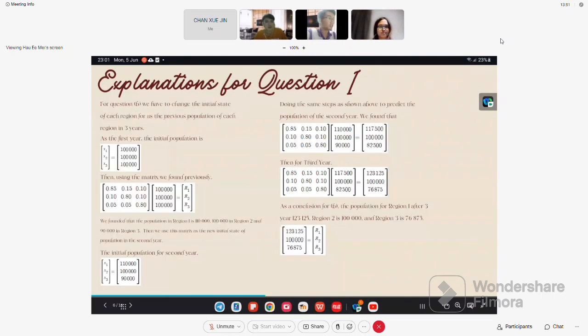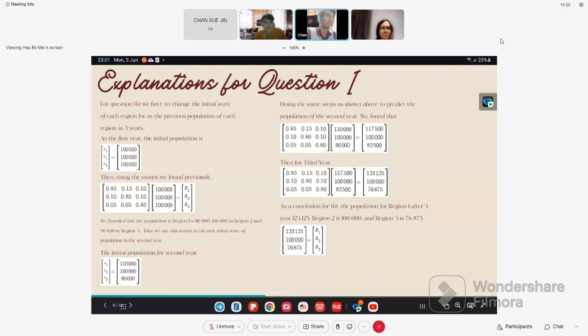So for part B, we just need to change the initial state of population of the regions from the previous year, for each region over 3 years. For the first year, the initial population is given as 100,000 for all: X1, X2, X3 is 100,000. So we find that the initial population for the second year is 110,000 for region 1, region 2 remains the same at 100,000, and region 3 is 90,000.